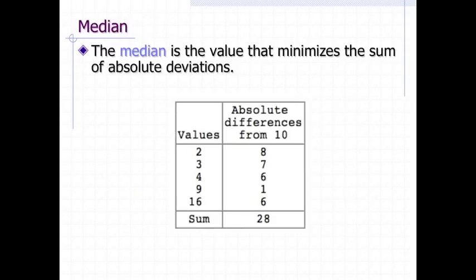The median is the value that minimizes the sum of absolute deviations. Here, the absolute differences from the arbitrarily chosen number 10 are shown. The total is 28. The sum of the absolute deviations from the median of 4 is only 19. Of course, the value that minimizes the sum of absolute deviations is also the value that minimizes the average absolute deviation.